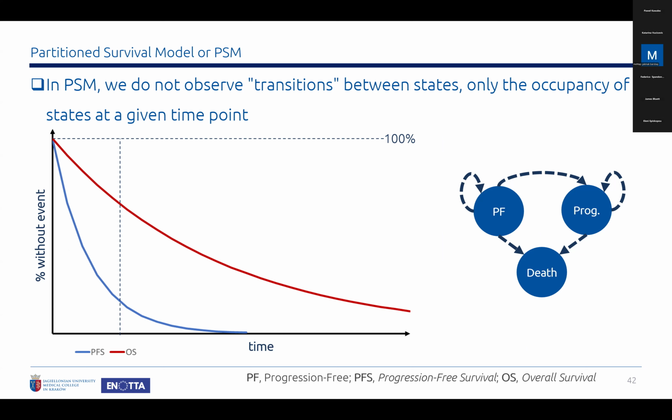And we can use those endpoints, overall survival and progression-free survival, in the model to obtain the percentage of patients in each state. For example, here we have 10% of patients in the progression-free state, before progression, around 60% of patients in the progression state, so after progression, and around 30% of patients in the death state. So this means that to this point, around 30% of patients died.